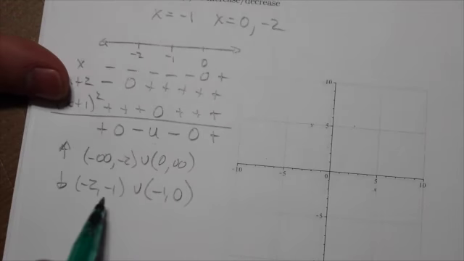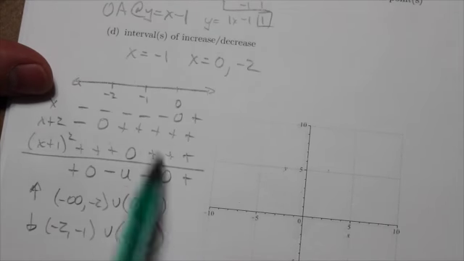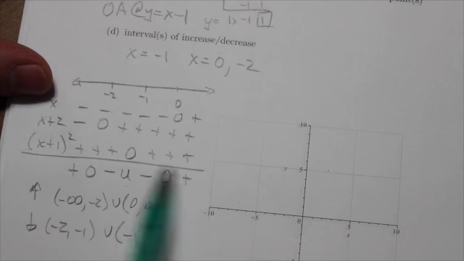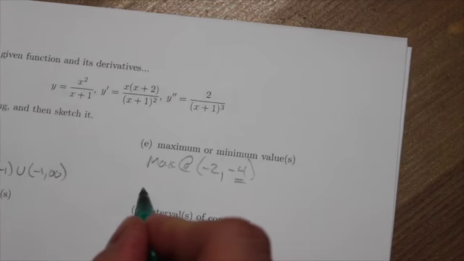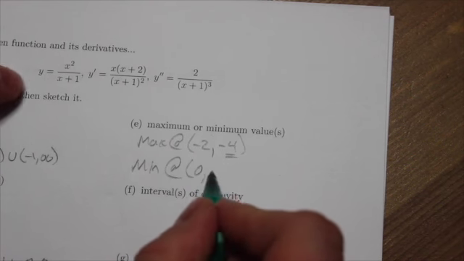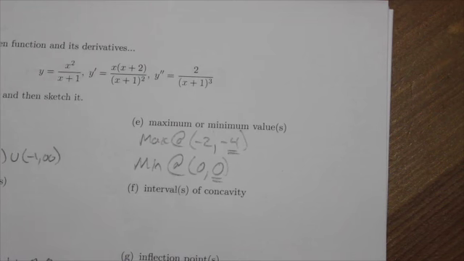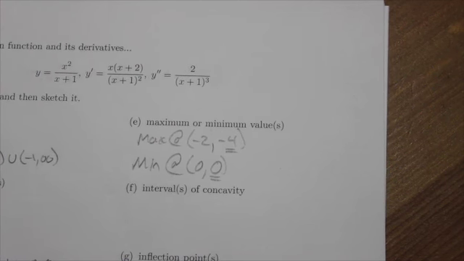Coming back to our intervals here, notice that on either side of 0, I'm decreasing to 0, and then I'm increasing afterwards, which means that's going to be a minimum. Okay, so we're going to get a minimum at the point 0, and if you plug that in, you get 0, which means our minimum value is 0. Remember that when we talk about values, we're referring specifically to the y-coordinates of the points.